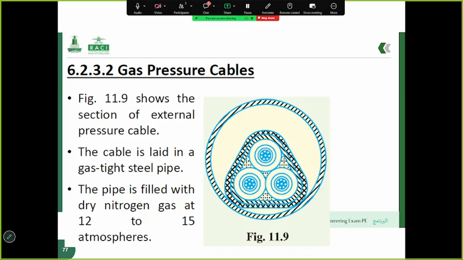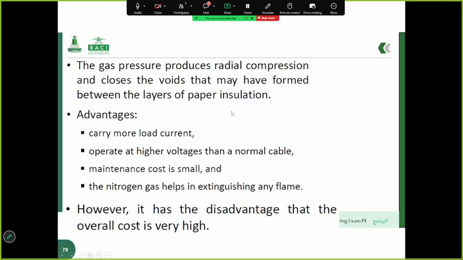The main purpose of this design is to eliminate voids, air pockets inside the cable. Voids can significantly reduce the insulation strength and cause cable failure at high voltages. By keeping the cable under high gas pressure, these voids are compressed and eliminated, making the cable suitable for very high voltages.